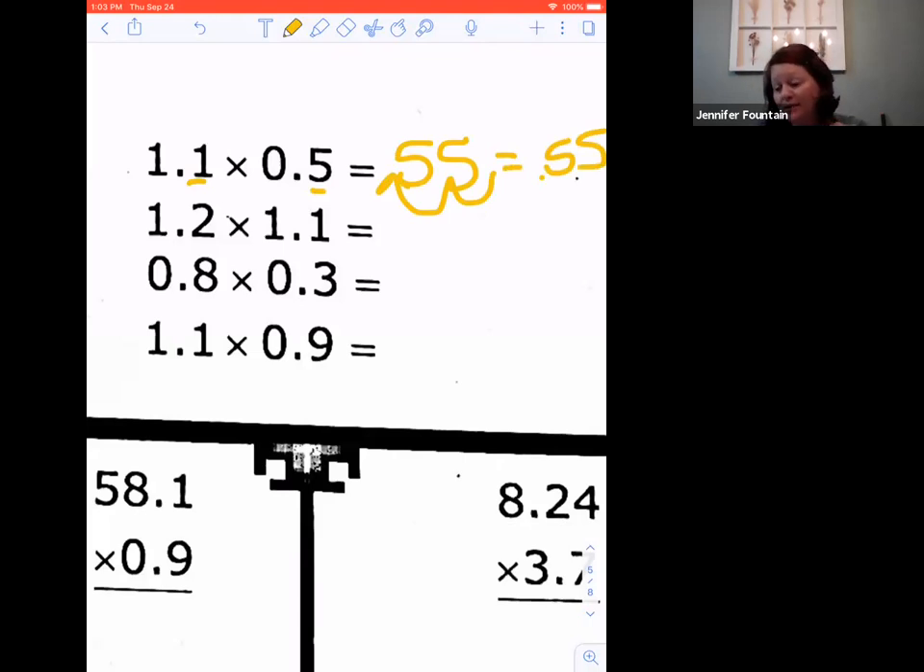12 times 11. Okay, think about, we know 11 times 11 is 121. 12 times 11 is going to be 132. So I'm going to go ahead and write my answer of 132. I have 2 decimal places, so I start at the end, come to the left 2, so I have 1 decimal 32.